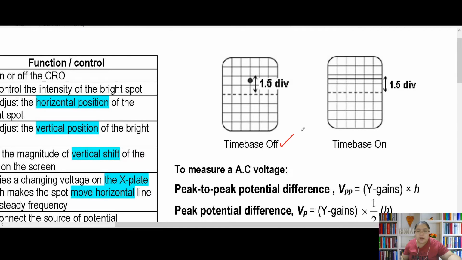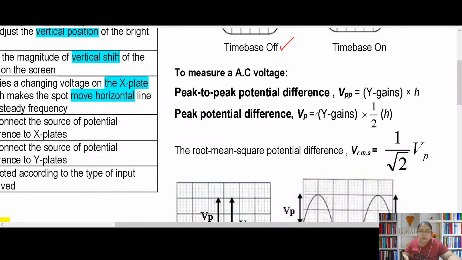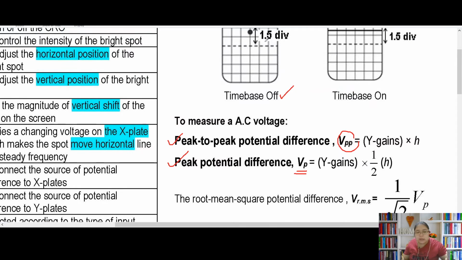Okay, now if I use AC voltage, with more information we can find the peak to peak potential difference, which we write as VPP, or you can find the peak potential difference, that's called VP. So just now we could not find more, we could just find one voltage, the dot's height, that is direct current. If alternating current, that means you can find two: you can find VPP, you can find VP. Let's see how to find VP and VPP.